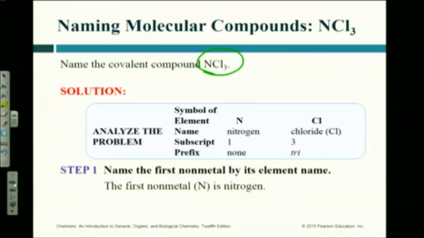Okay? Nitrogen trichloride. Why tri? Because there are three.